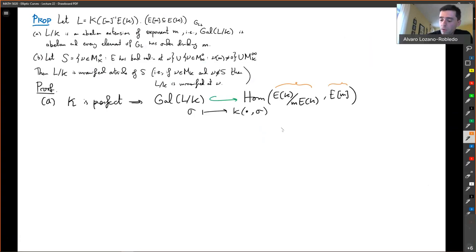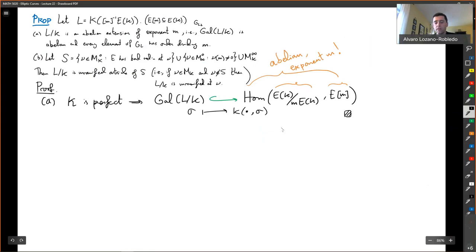So this is abelian, and clearly of exponent M because the image is in the M torsion, and if I multiply by M, I'm going to kill the M torsion, and I'm going to get zero. So this whole thing gets killed by M, so this is abelian of exponent M. And that's it. That's the proof of part A. Simple, right? Once you have the right tool, the job is easy. And the tool here is the Kummer pairing.